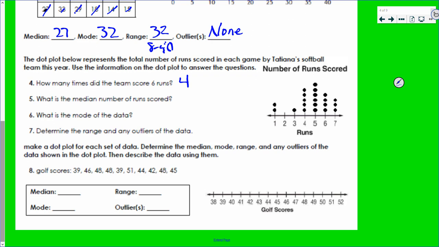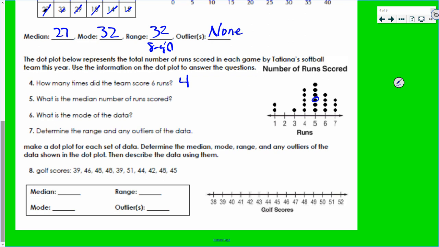What is the median number of runs scored? Well, let's count. We got 2, 3, 4, 6, 8, 10, 12, 14, 16, 18, 20, 21. 21 data points. Where's my middle? Okay, what's half of 21? 10.5. It's an odd number, so how many data points are going to be in my middle? Just 1. So if it's 10.5, which data point do you think I'm looking for? The 11th one. So I just count to the bottom. 1, 2, 3, 4, 5, 6, 7, 8, 9, 10, 11. There's my 11th data point.